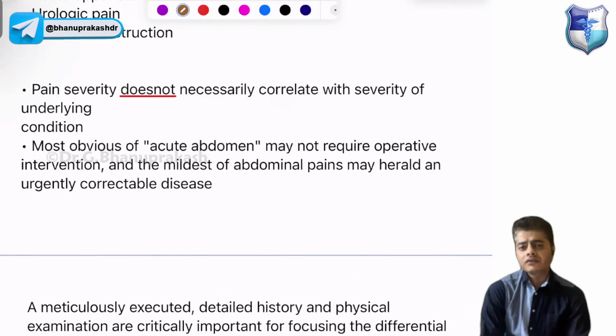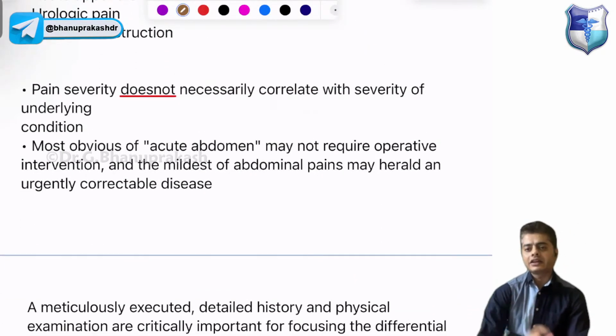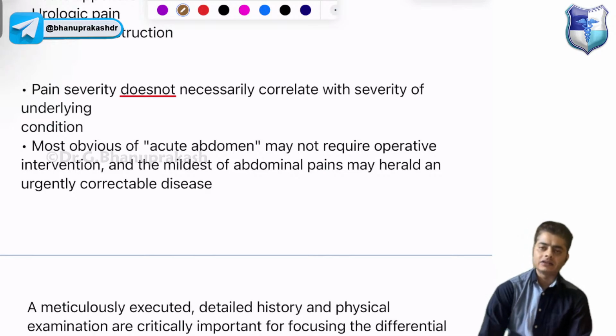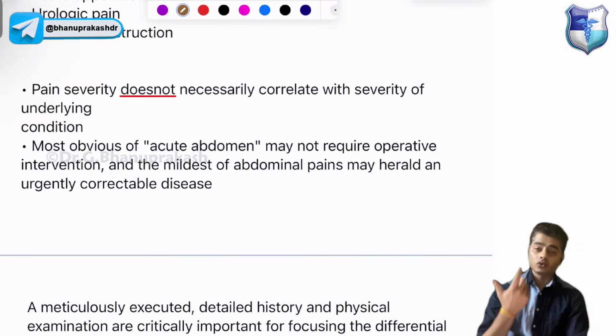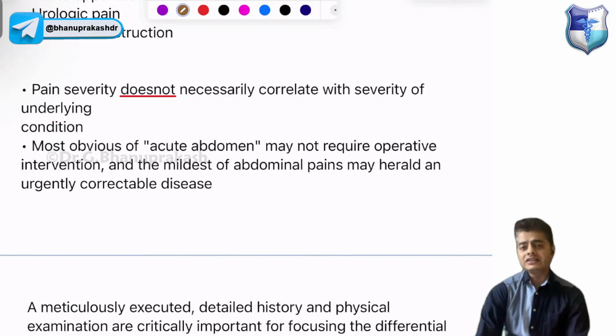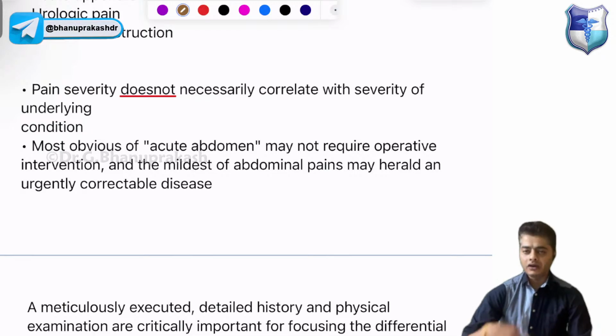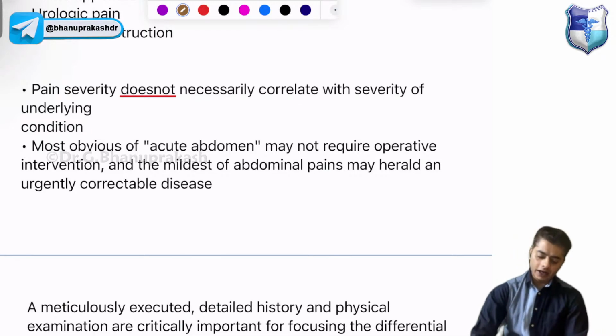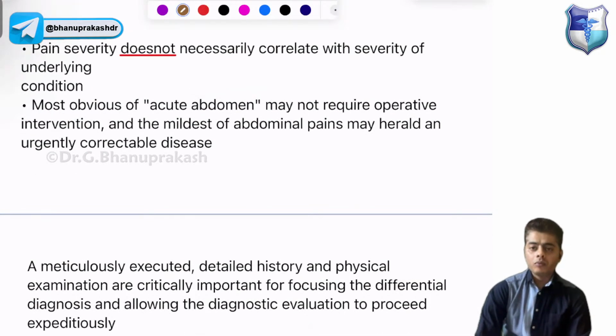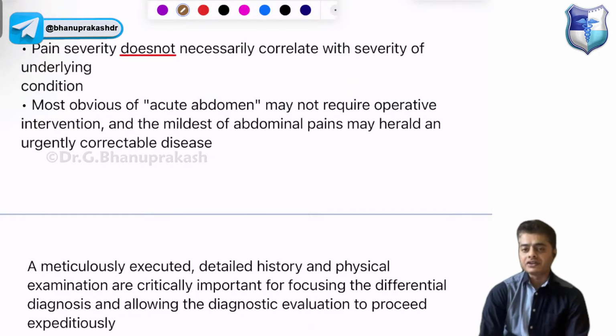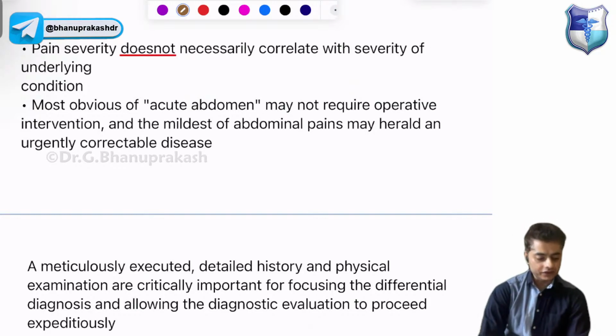One thing we have observed is that the pain severity does not necessarily correlate with the severity of the underlying disease. Sometimes the disease is very serious but the pain is minimal, and sometimes the pain is severe but the disease is not that serious. We have to take all this into consideration while examining our patient of abdominal pain. The most obvious acute abdomen may not require operative intervention, and the mildest abdominal pain may hide an urgently correctable disease. We have to keep this in mind.